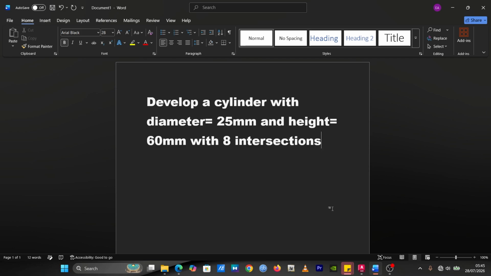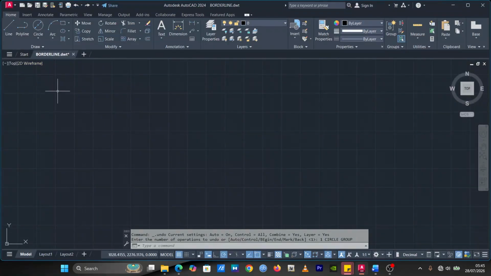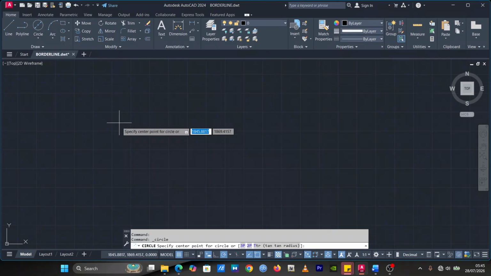In this video we are going to learn how to develop a cylinder with 8 intersections. So we are going to learn how to draw our base properly when developing a cylinder. Our question is: develop a cylinder with diameter 25 and height 60 millimeters with 8 intersections. We are going to first pick our center.